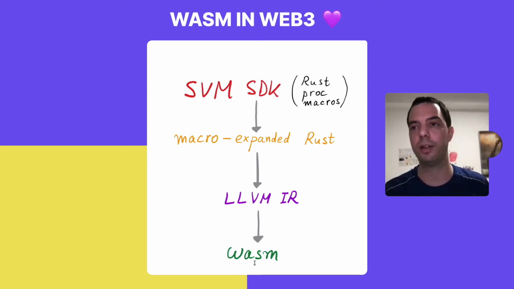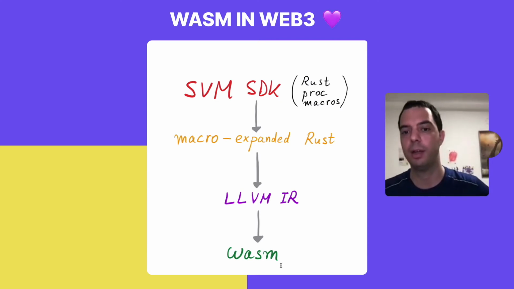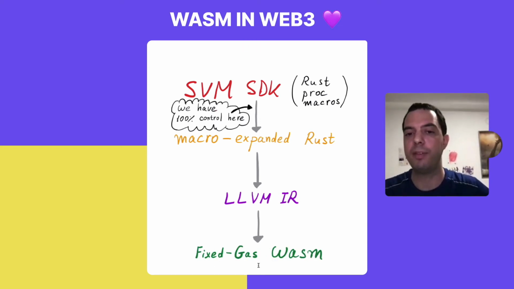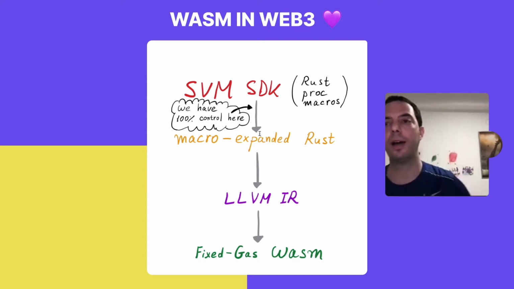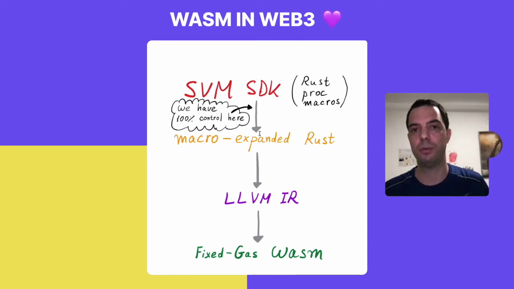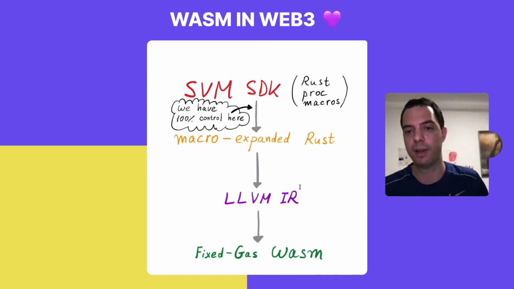Now, again, we cannot allow ourselves to output any general Wasm because we want to deal with the halting problem, and we are okay with being non-Turing complete. So what we basically want is to reach the fixed gas Wasm, and the way to achieve it is to say, okay, in this stage, going from the SVM SDK to the expanded code after running the procedural macros, in this transition, we have 100% control, and it should be far easier to control things than going from the Rust expanded code to the LLVM. So this is where we would like to tackle things.